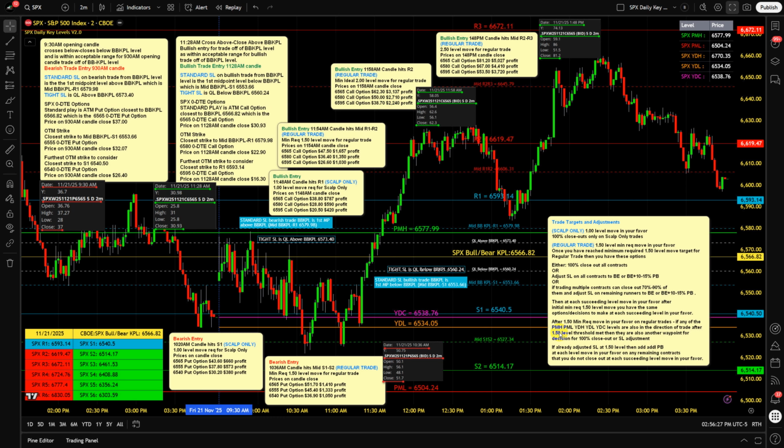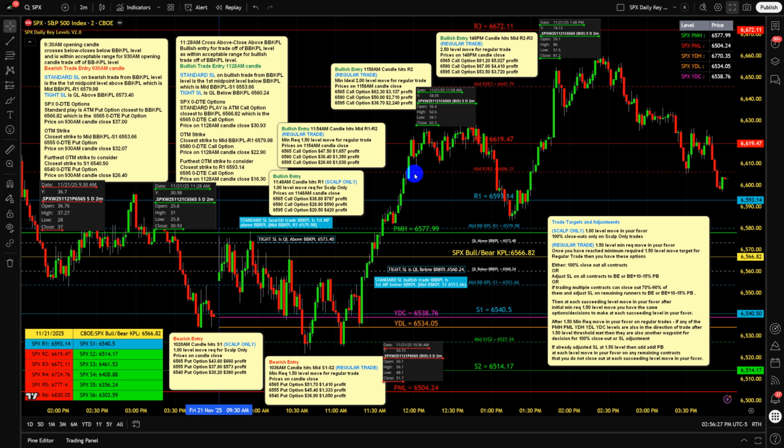Now, as I stated down here in this comment box, after the minimum required 1.5 level move, then you have options at each succeeding level move in your favor. Each succeeding level move in your favor is either a midpoint level or a main level. So after it meets the 1.5 level move in your favor, every succeeding main level, which in this case was R2, or midpoint level, which would be the mid R2, R3, or the R3 level, and also above, would be considered succeeding levels in your favor.